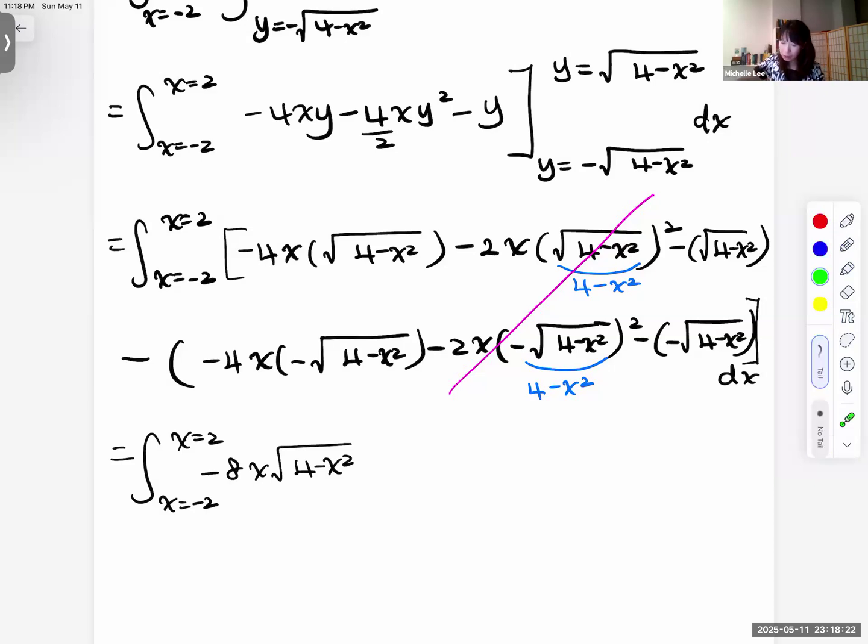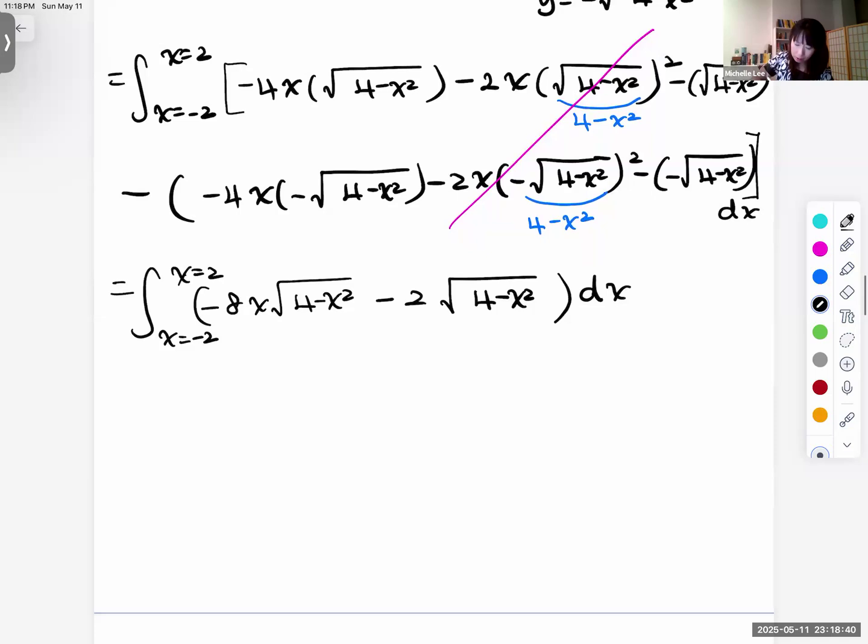Okay, let's take a look at this one. We have a negative 1, right? Negative, negative, negative, which is negative. So negative 1, so negative 2 of this. So there will be negative 2 square root of 4 minus x squared dx. Okay, so let's do that.